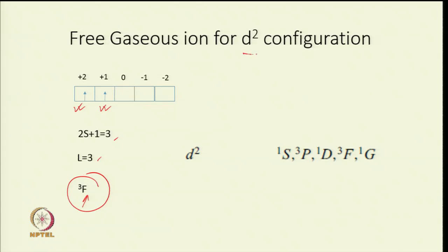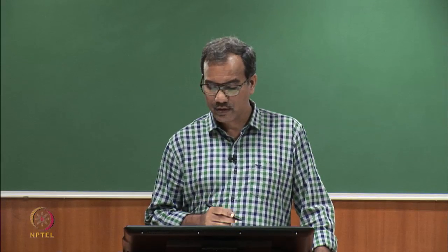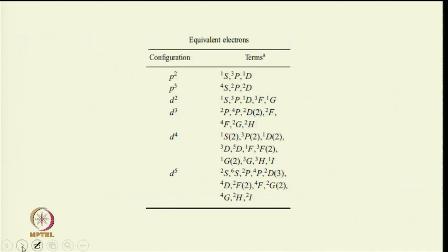So, for D2 configuration, the ground state is 3F. And if you remember, we calculated the terms for equivalent electrons, and in that case I had shown you these are the different term symbols, in which 3F will be the ground state, because it has the highest multiplicity and highest L value, and 3P will be the second one. And this table I have shown earlier in my lectures.